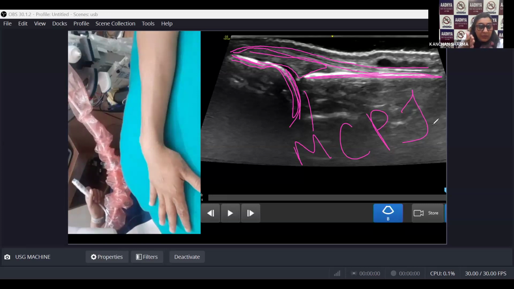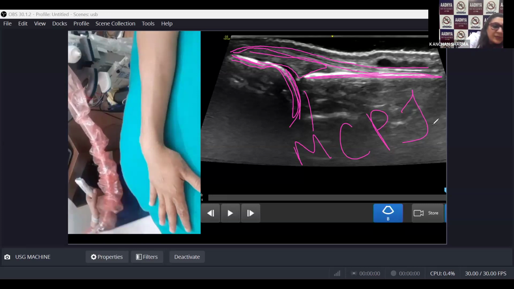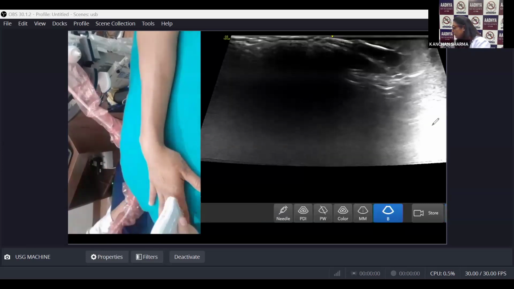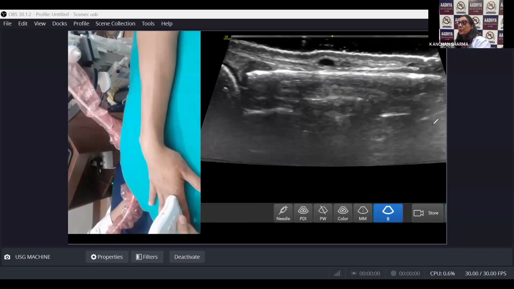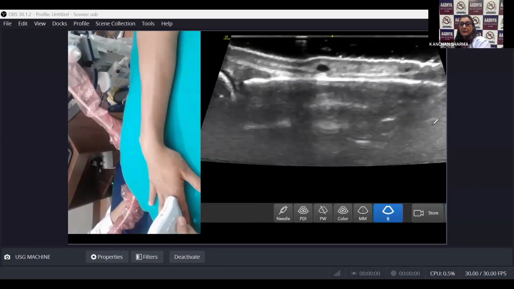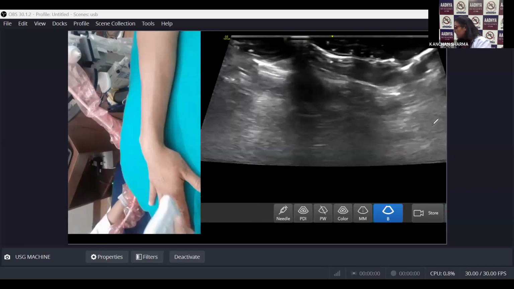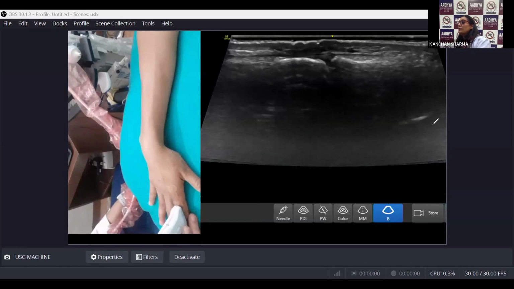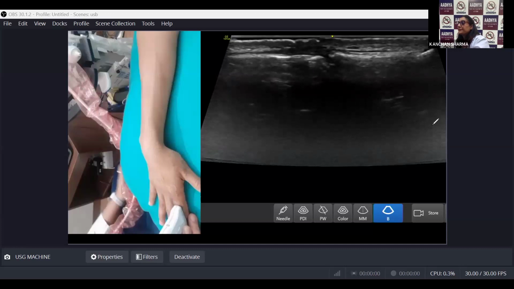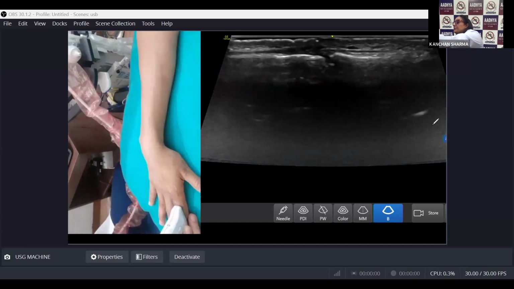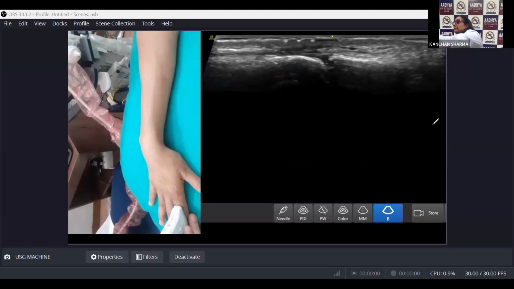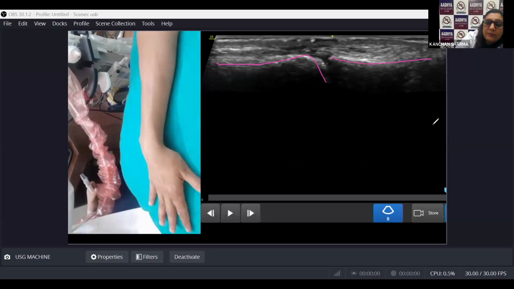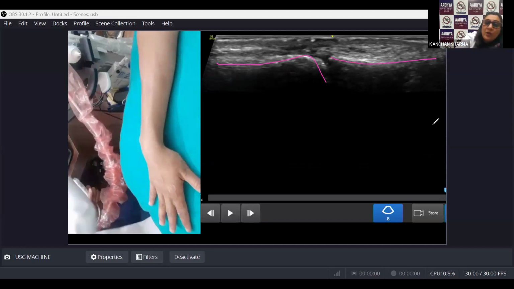Fine. So now we are going from the metacarpal to the DIPs. Now, if I am moving from here, I am seeing the proximal phalanx, and you are able to see the tendon also, because I'm just using the gel stand off to show you. So now you will be able to see something like this here. I will reduce the depth because we don't need this much depth. Now I'm seeing one bone here and another bone here.